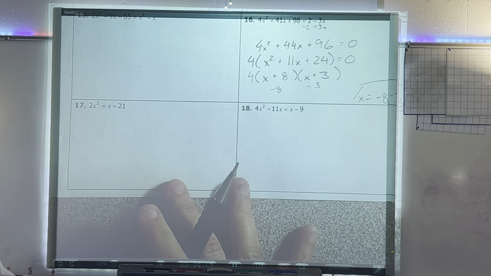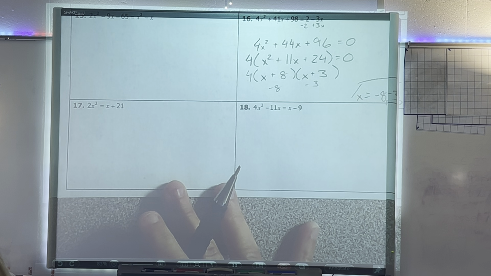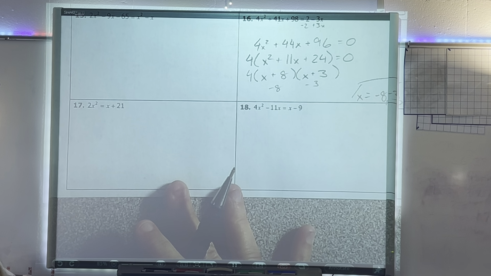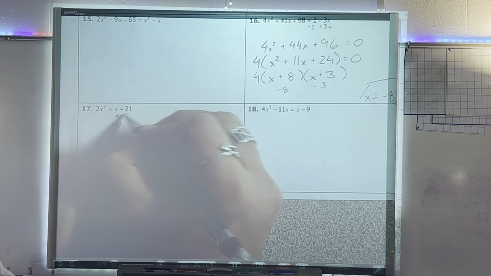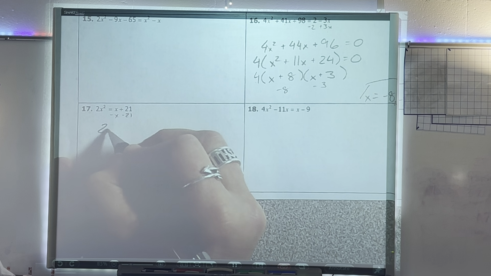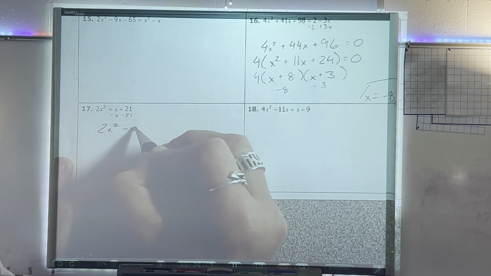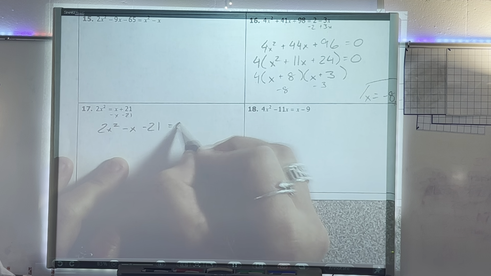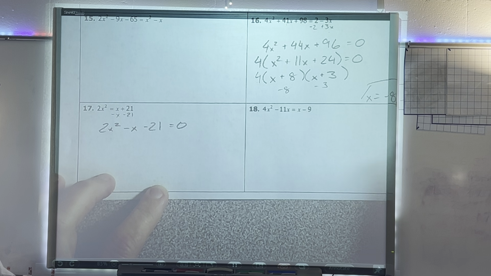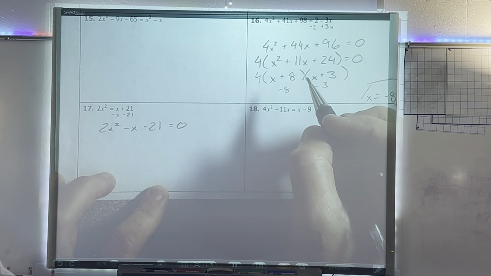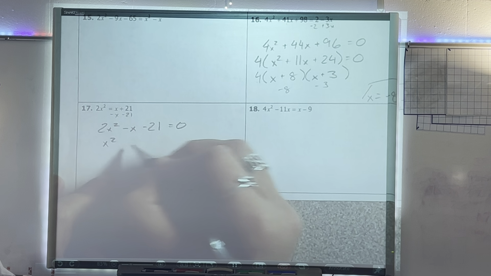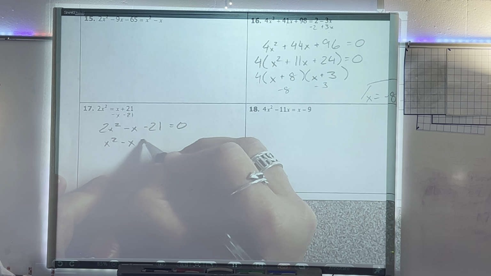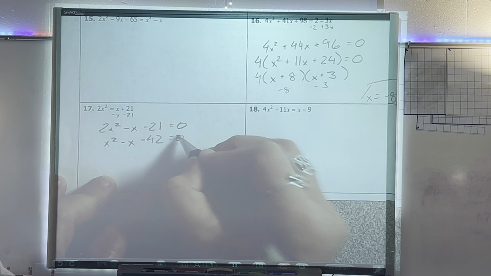Alright. This one, I need to subtract X and subtract 21. So 2X squared minus X minus 21 equal to 0. I can't take the 2 out, right? So since I can't take the 2 out, I'm going to have to use my slip and slide. Are y'all right there? So that's going to give me X squared minus X minus 42 equals 0.